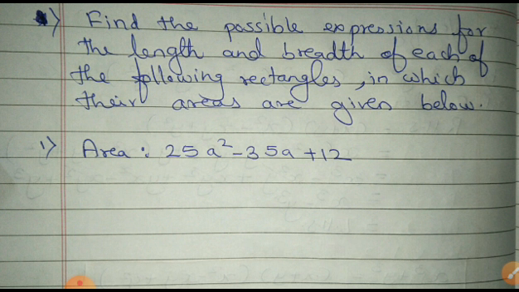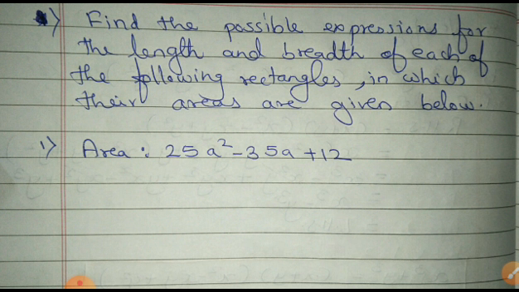Factorization means it won't be specified whether to use the identity or splitting the middle term. You have to identify it. So always first check whether you have any common term in the whole polynomial. See, there is no common term. So the next step is to check whether I can make use of an identity.